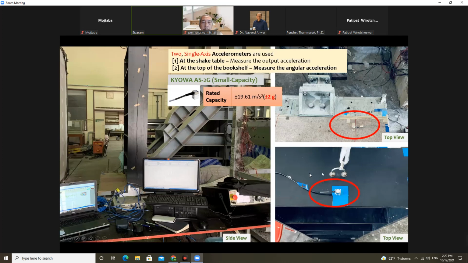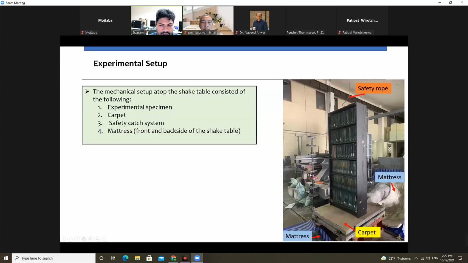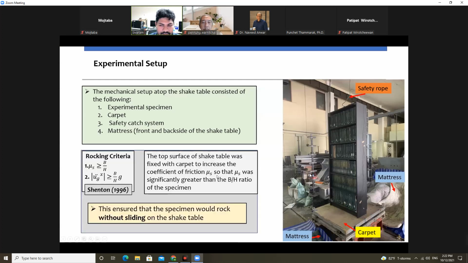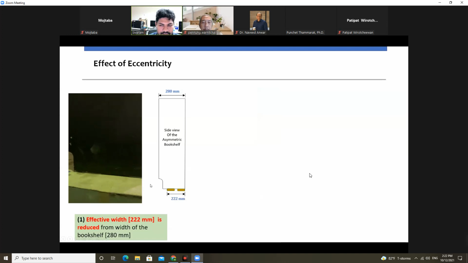We use safety rope methods to protect the block and the books. And we use carpet to ensure that the block is not sliding. We mainly focus on the rocking, that's why. So the effect of eccentricity in our asymmetric specimen.